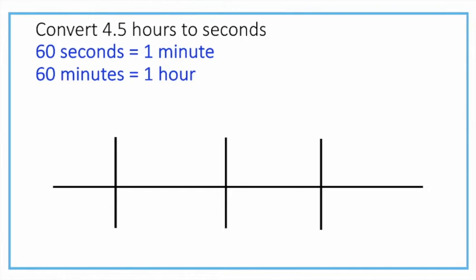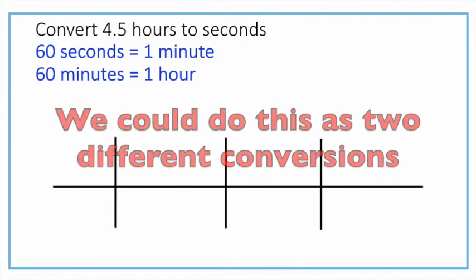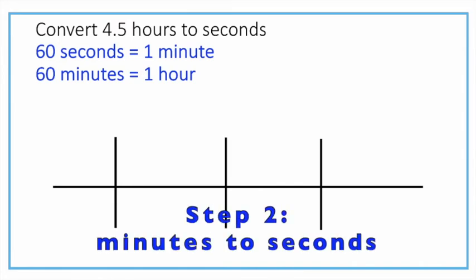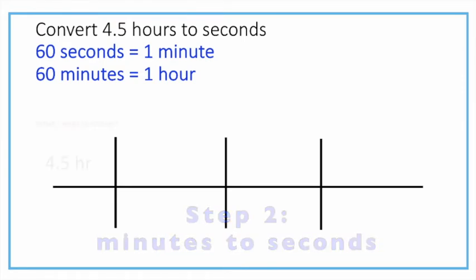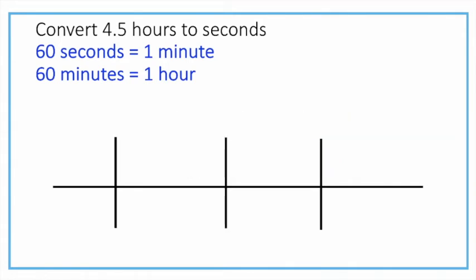There are 2 ways we could work this through. One way would be to do it as 2 separate conversions. For example, we could first convert from hours to minutes, and then we could convert that answer from minutes to seconds. But often in chemistry, it's more convenient to do this as one big long problem. I'll show you what I mean.